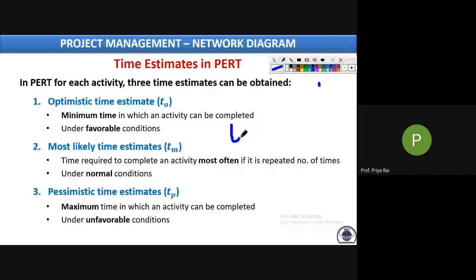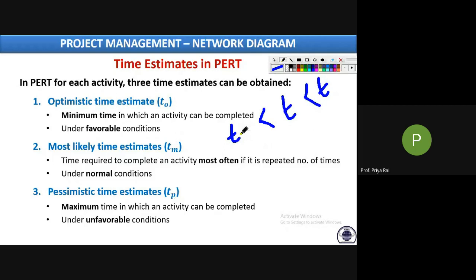Like this. If we write like this, then what will we write here? TO, TM, or TP? Here and here, which suffix do we have to put? Suppose these are the 3 time estimates, and this is a relationship. Now tell me, which estimate will come here? TO, TM, or TP?